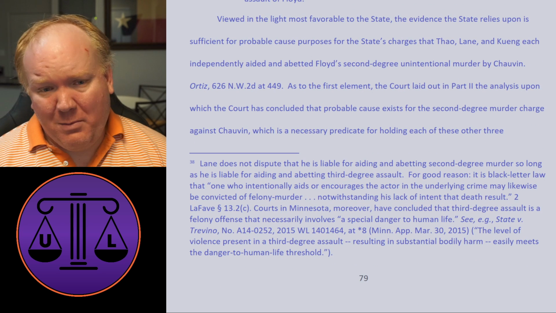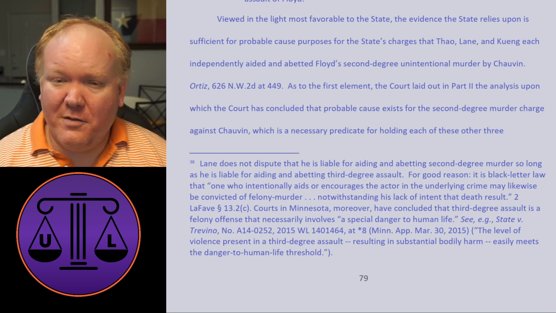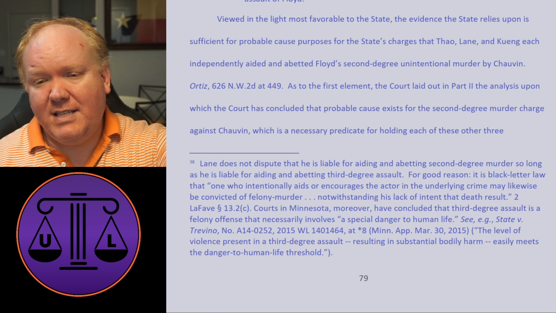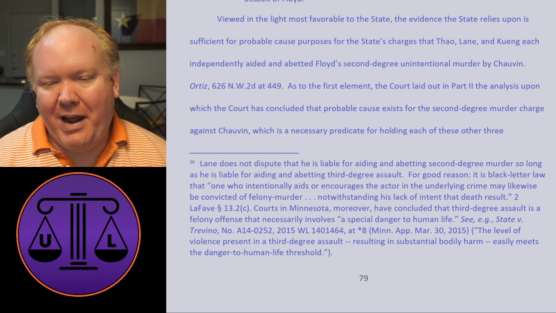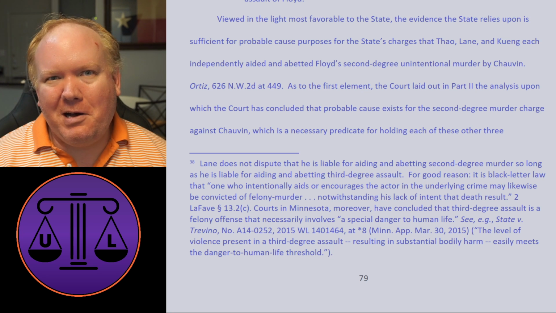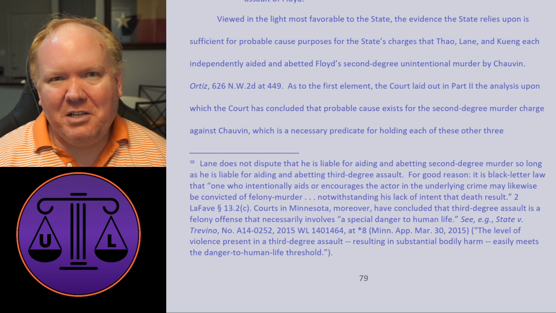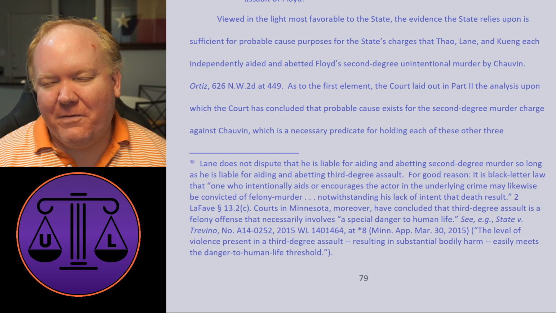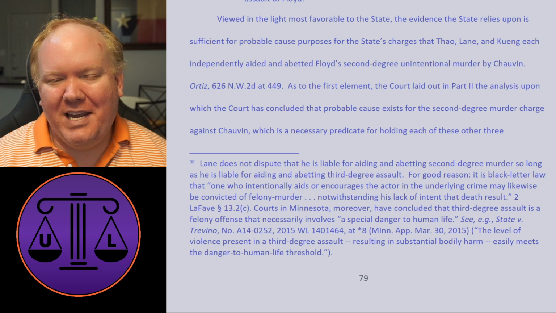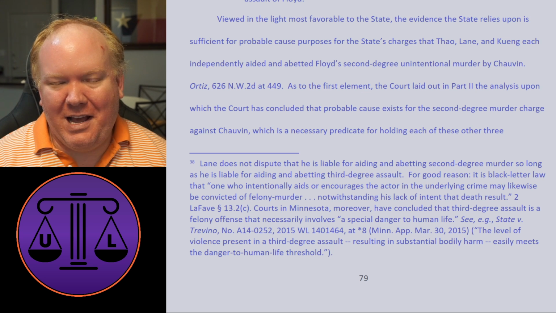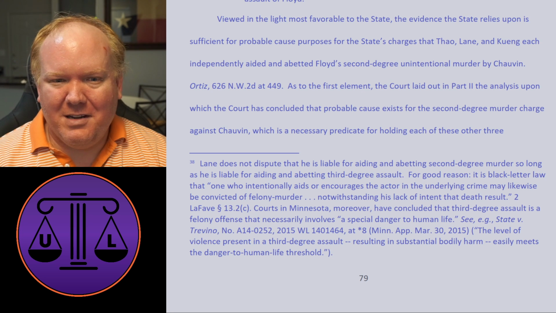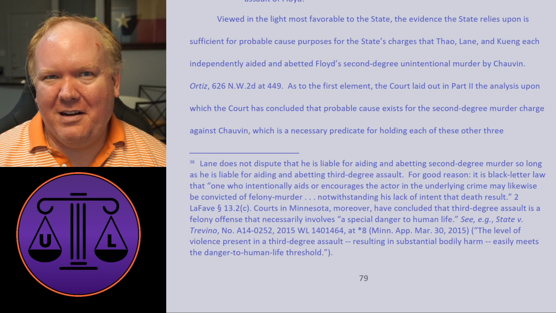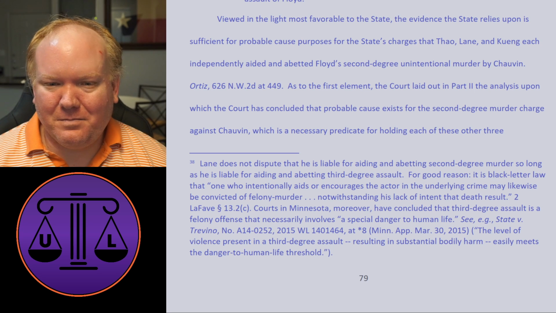However, of course, because we're on probable cause, we're at a lower standard. So viewed in the light most favorable to the state, the evidence the state relies on is sufficient for probable cause purposes to charge them each independently with aiding and abetting second-degree murder. Yeah, probable cause is a pretty low standard. And as I mentioned earlier, from black letter law, you can infer the intent from the act. So they did do the acts. We have tape of them committing the acts. So standard black letter law, you can infer the requisite intent from the act. So you're kind of definitionally there on a probable cause standard, yeah.